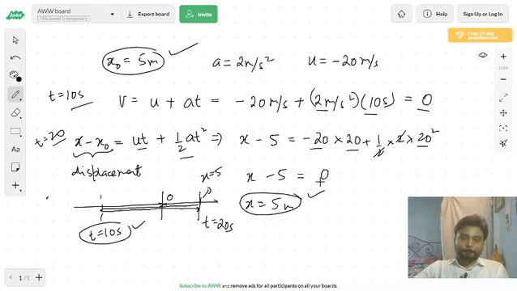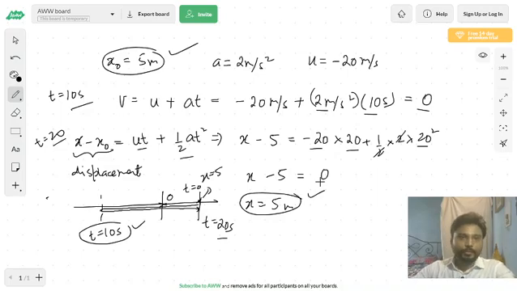So probably this is kind of symmetric also. If you look from this point, the particle started at t equal to 0 from this point, so it took 10 seconds to go from this point to this point, and then when coming back from this point to this point, it again took 10 seconds. So that is a good nice idea.